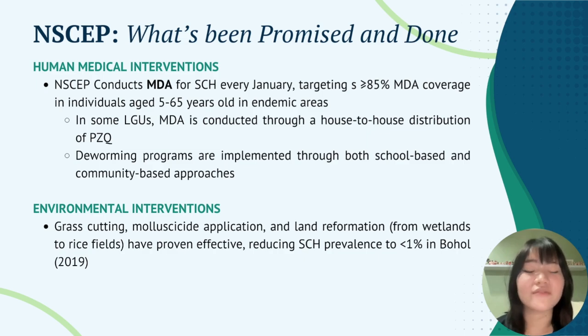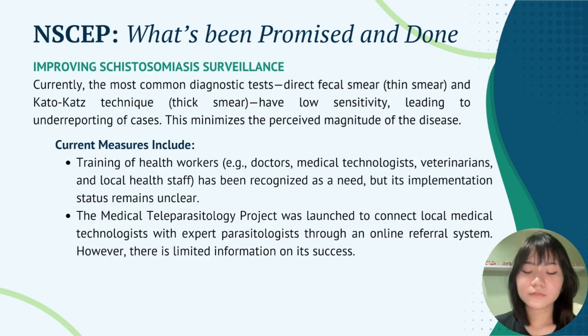Along with that, we also have environmental interventions done by NSCEP, which include grass cutting, molluscicide application, and land reformation, wherein land is reformed from wetlands to rice fields. These have proven effective, as seen in Bohol in 2019, wherein schistosomiasis prevalence was reduced to less than 1%.